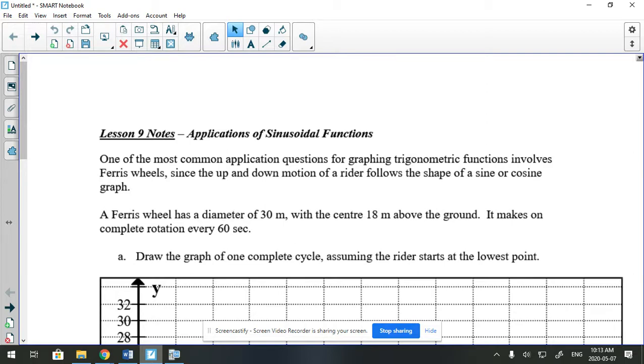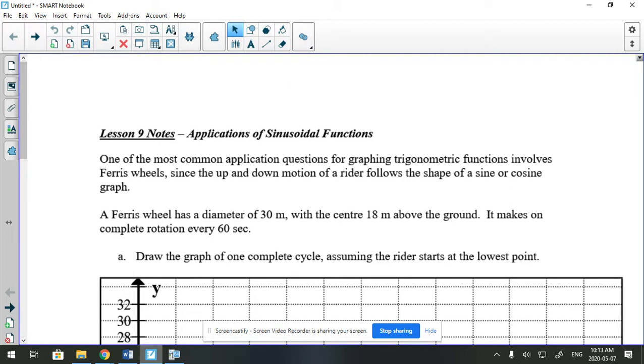Okay, so one of the most common application questions for graphing trigonometric functions involves Ferris wheels. We talked about an example of that last day as well, since the up and down motion of a rider follows the shape of a sine or cosine graph. So here's the question. A Ferris wheel has a diameter of 30 meters with the center 18 meters above the ground. It makes a complete rotation every 60 seconds. And we want to draw the graph of one complete cycle, assuming the rider is getting on at the lowest point of the Ferris wheel.